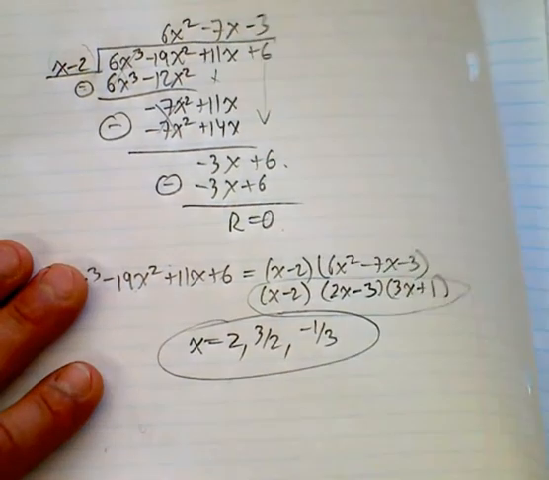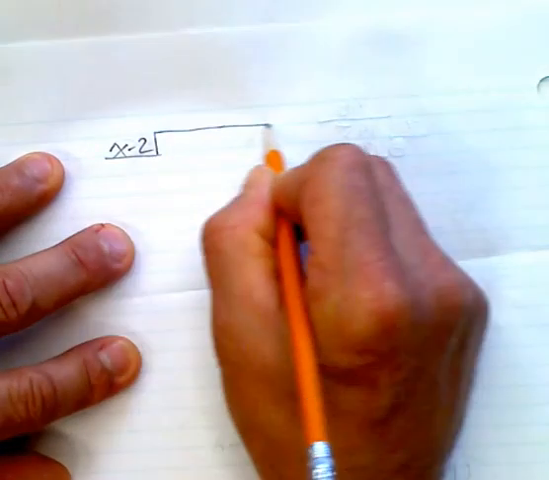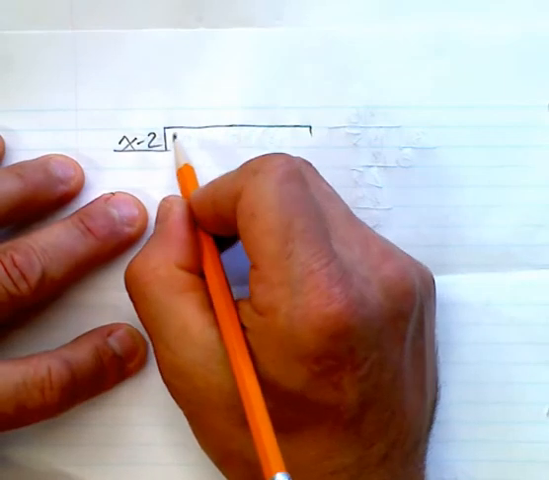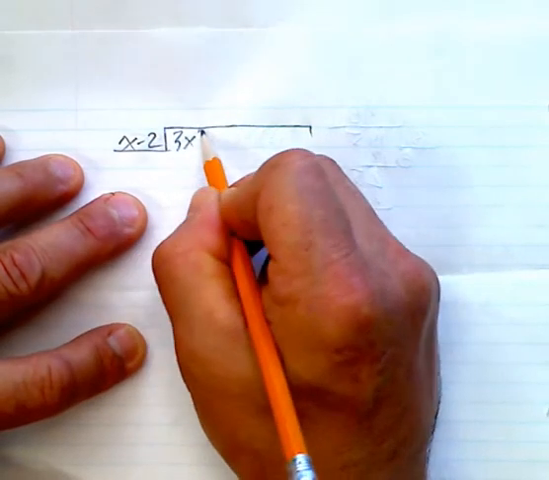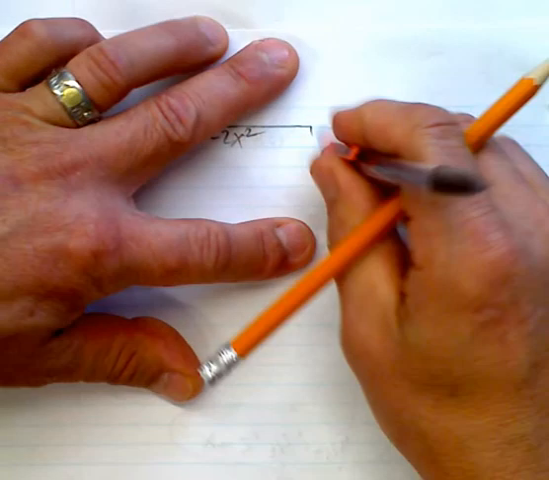Okay? Now, let's take it another step further here. Let's look at another example. If I have x minus 2 going into, let's say, 3x cubed minus 2x squared plus 1.